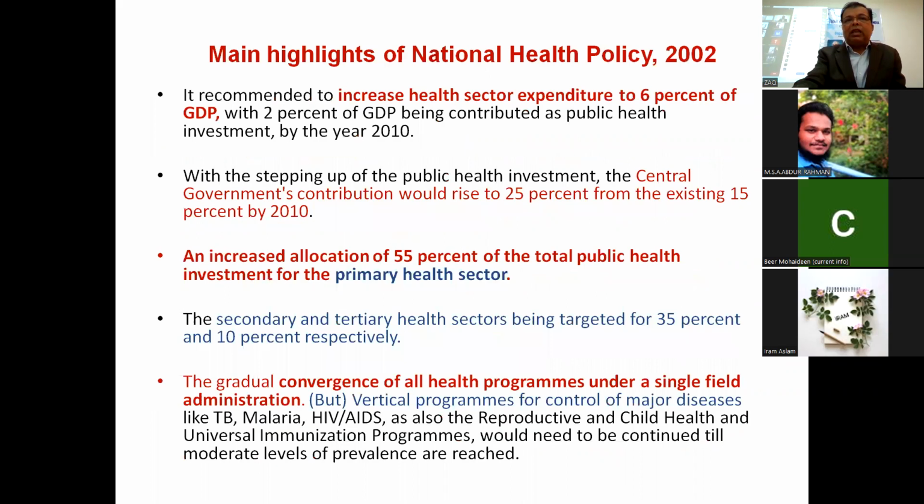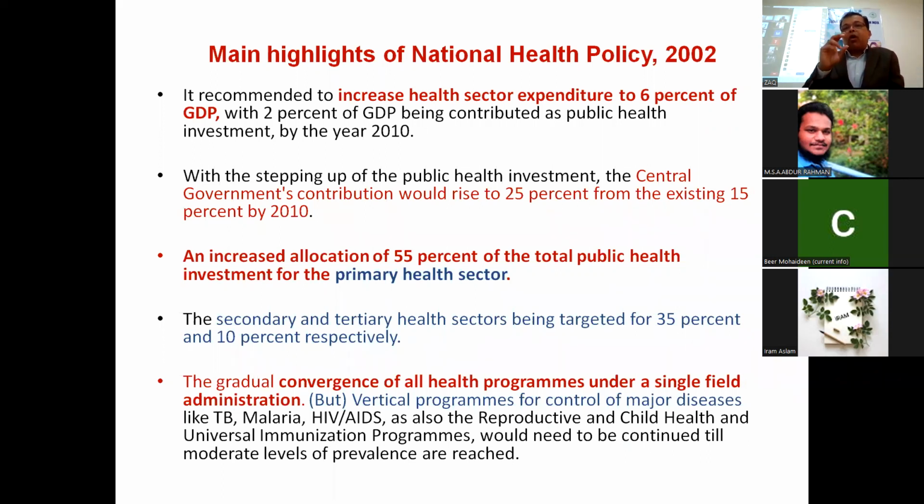It also talked about increasing the allocation, right? It recommended to increase health sector expenditure to 6% of GDP, with 2% of GDP being contributed as public health investment by the year 2010. So National Health Policy 2002 will be remembered for its aspiration to allocate up to 6% of GDP. That was almost parallel to the health expenditure in most of the developed countries or states. Unfortunately, that could not become a reality. However, this goal was very important. An increased allocation of 55% of the total public health investment for the primary health sector.